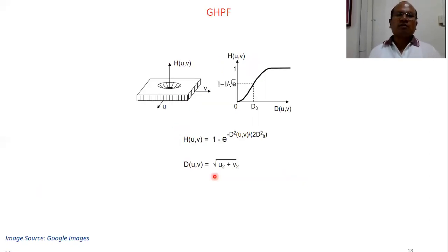This is the response of Gaussian high pass, which is, if you remember the response of Gaussian low pass, it was e to the power minus D square by 2 D0 square. Now what we have done additionally here is 1 minus. So 1 minus H LPF for Gaussian is equal to H HPF Gaussian, where we can calculate the distance like this.